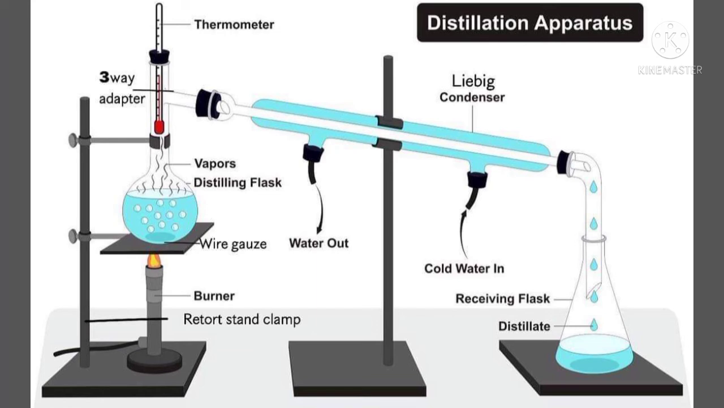The third equipment that we're going to use is a Bunsen burner. A Bunsen burner is a kind of gas burner used as laboratory equipment. It produces a single open gas flame and is used for heating, sterilization, and combustion. Fourth, three-way adapter.